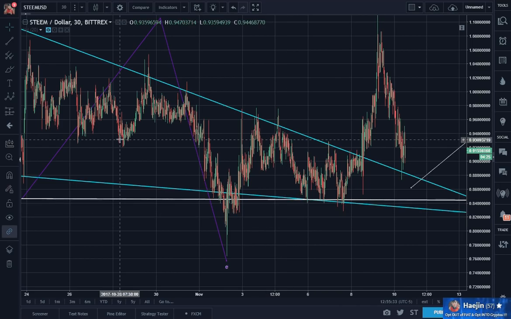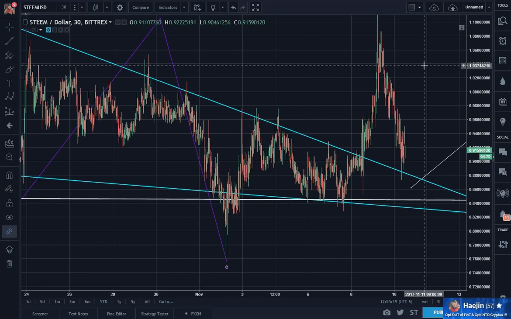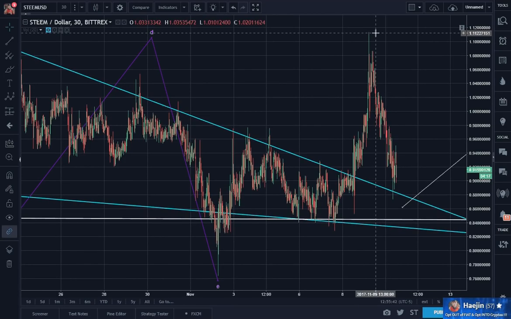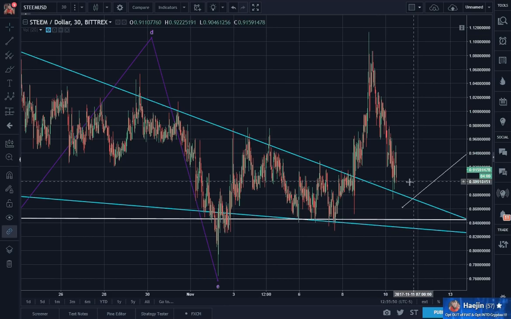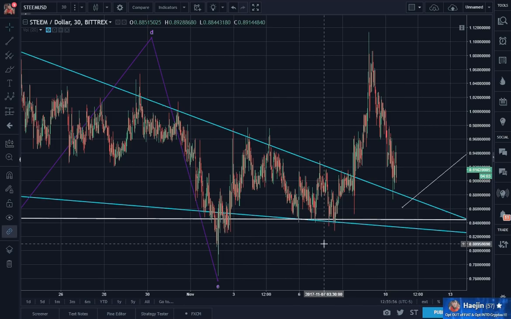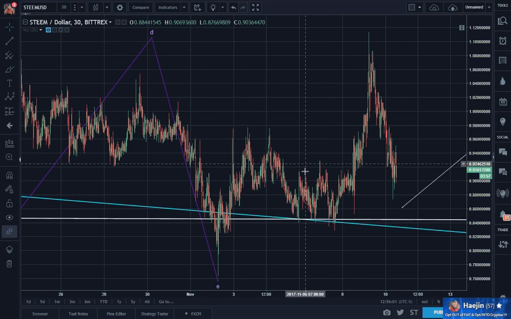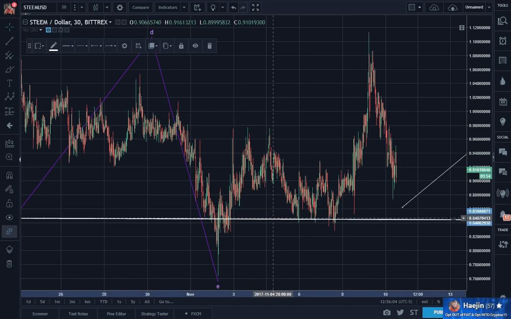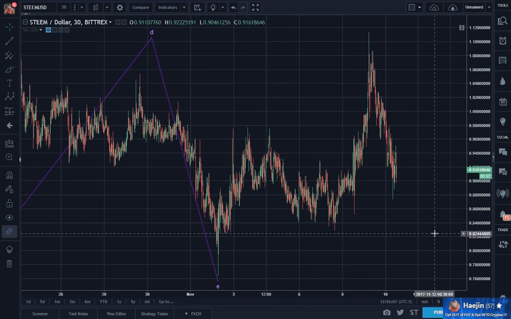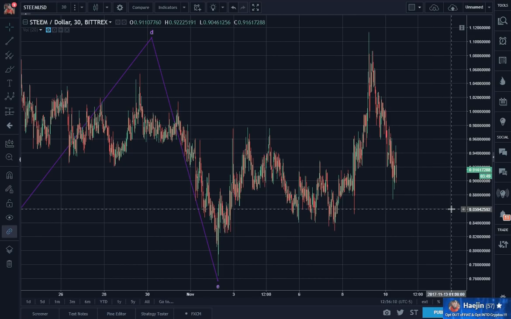So my projection was that it would break out of this, which it did, as high as $1.11, and there has been a sizable retrace. So let's take a look. Let me temporarily remove these lines and clean it up. All right, now let's look at just the Elliott waves.